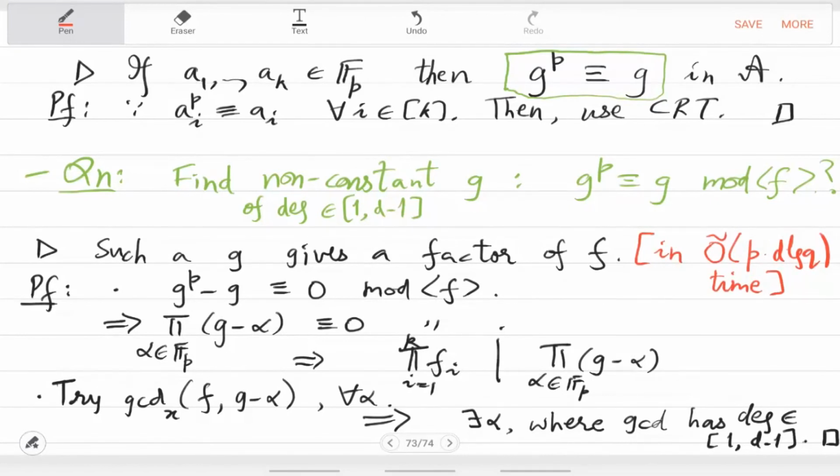Okay, so now we will try to finish this main part, which is how do you find this g, of degree 1 to d minus 1, satisfying g raised to p equal to g mod f. Any ideas? You are allowed time p d log q, so you actually have enough time to try to solve g raised to p equal to g for g. How do you do this?